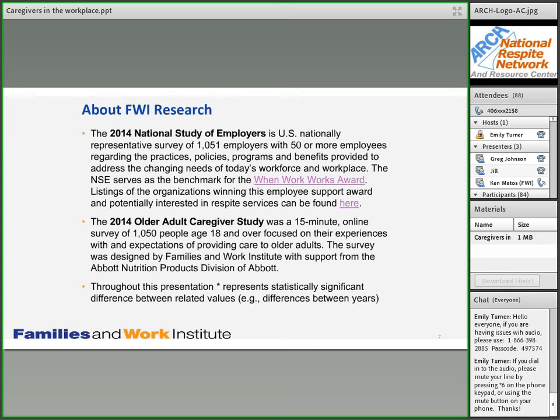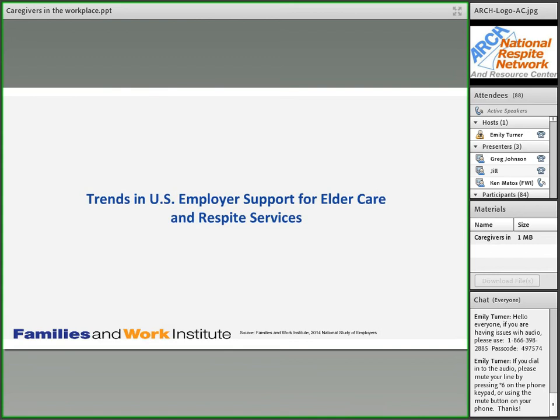And so those are the two data sources that I'm going to be presenting today. Let's begin with the National Study of Employers data, talking about trends in the U.S.